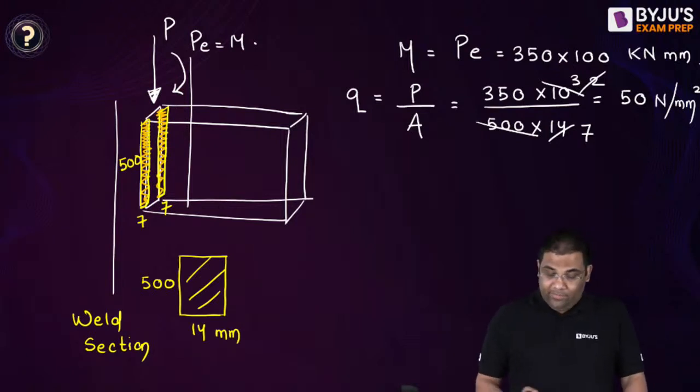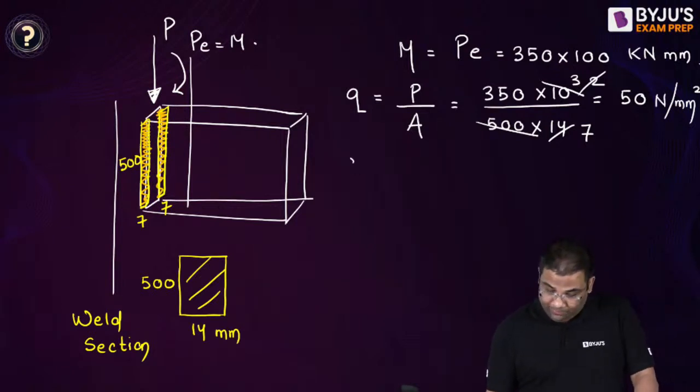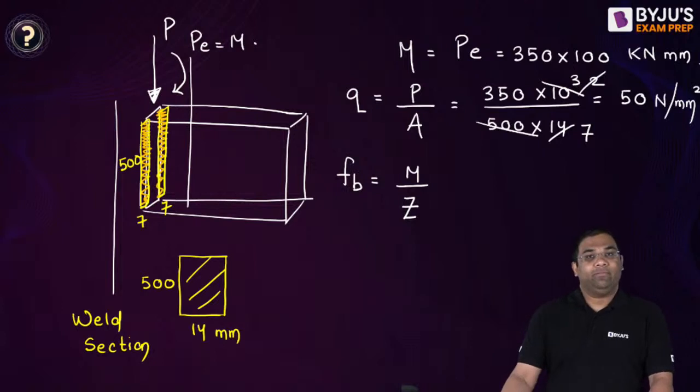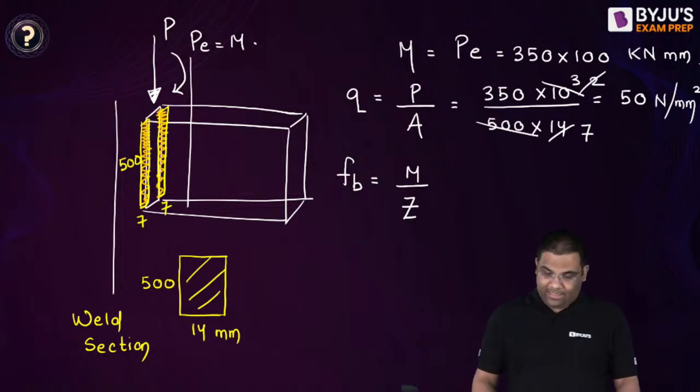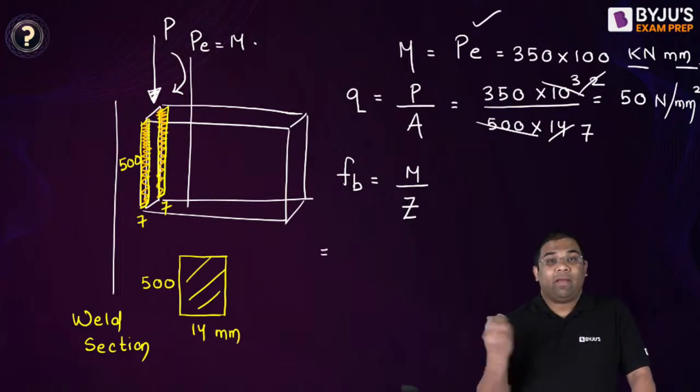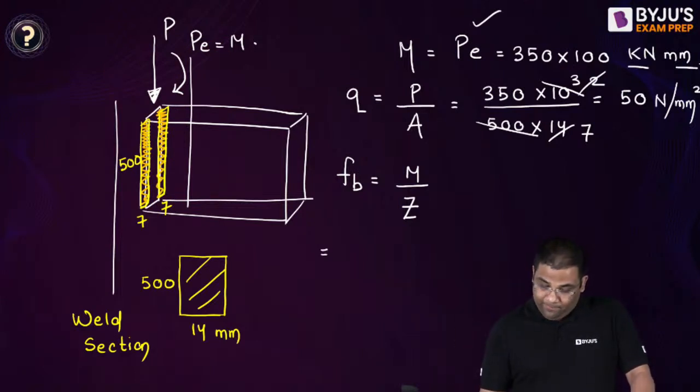Easy. Now coming to the bending stress. How to find out the bending stress? Bending stress, you can find out M by Z, right? The maximum bending stress is M by Z, right? So what is the bending moment we got? This is the bending moment we got. Now this is in kilonewton mm. I can convert into Newton mm. How? 350 into 100 and kilonewton to Newton, 10 to the power 3.